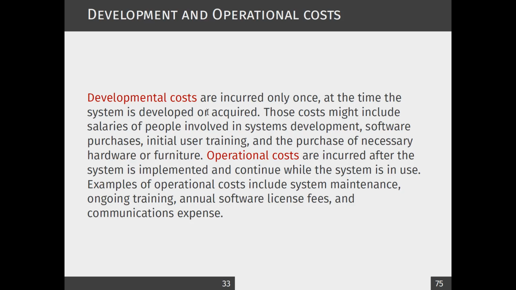Then we have development costs and we have operational costs. Development means when you develop the system, right? Operational means after you implement the system and continue with the system. So for example, system maintenance and training, and annual software licensing come under operational costs.